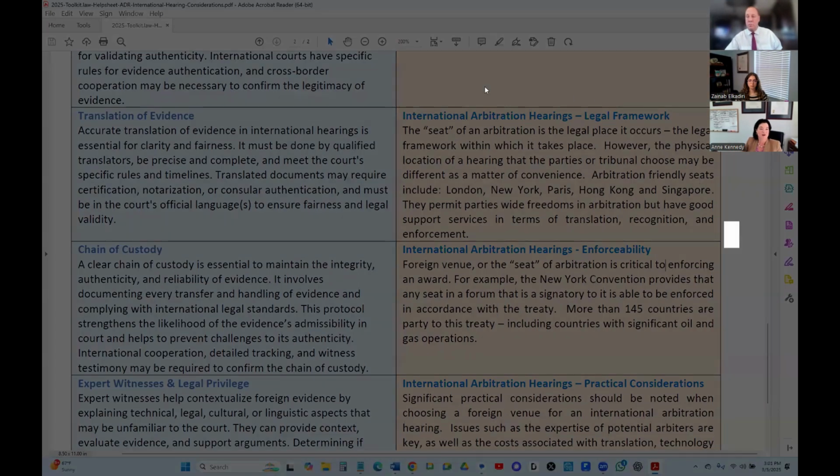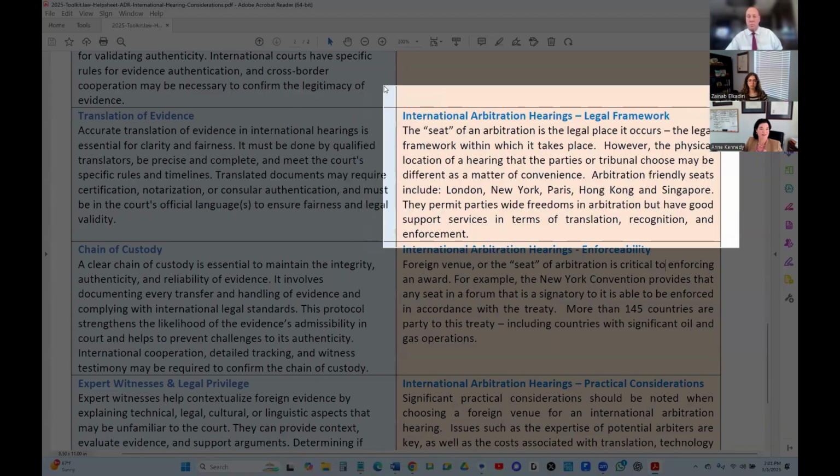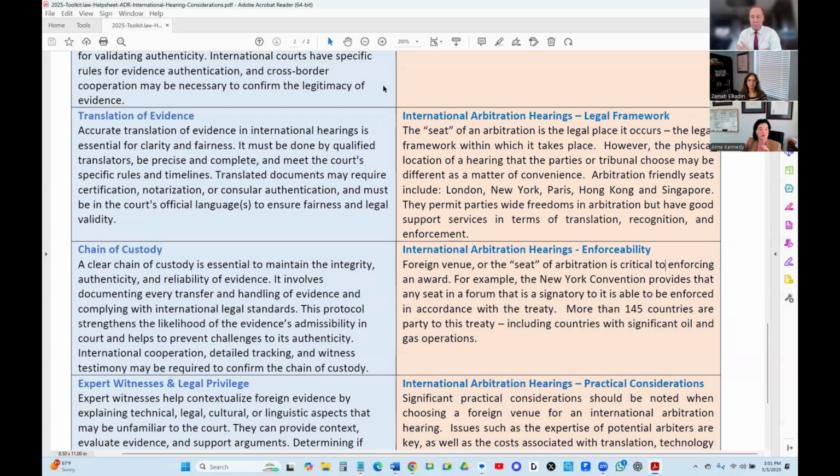The seat of an arbitration, to use some arbitration jargon, is the legal place that it occurs, right? That's the legal framework within which it takes place. But the physical location of the hearing can be somewhere else entirely. Traditionally, we've got some cities across the world that are very arbitration friendly: London, New York, Paris, Hong Kong, and Singapore. Each of those places has a lot of freedoms and a lot of robust services. You can really find good translation services there. And so that is something to consider, where the legal framework may come into context.